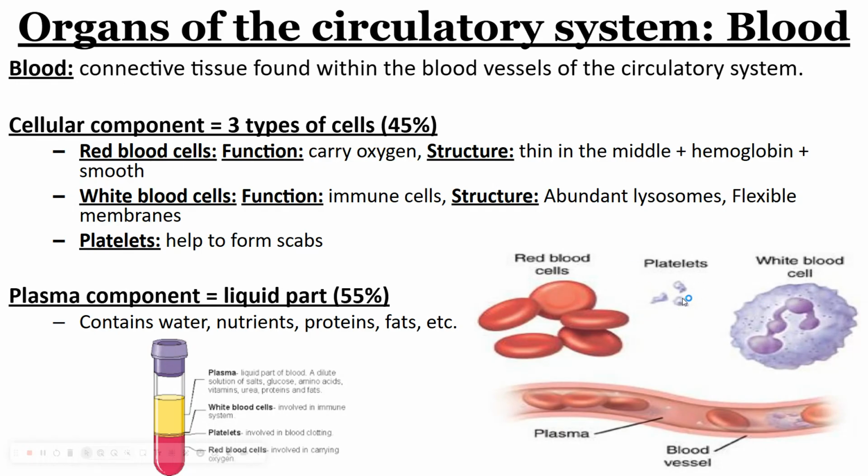And then finally you have platelets. Platelets are little fragments of cells that help to form scabs. So if you get cut, you start bleeding, you don't want to bleed out, so a scab will form over the cut in order to prevent your body from losing too much blood.